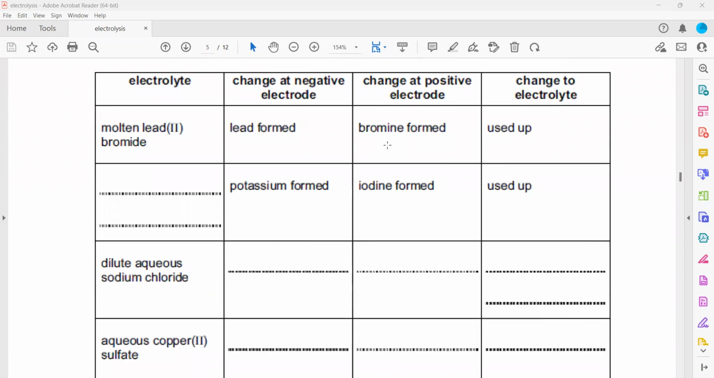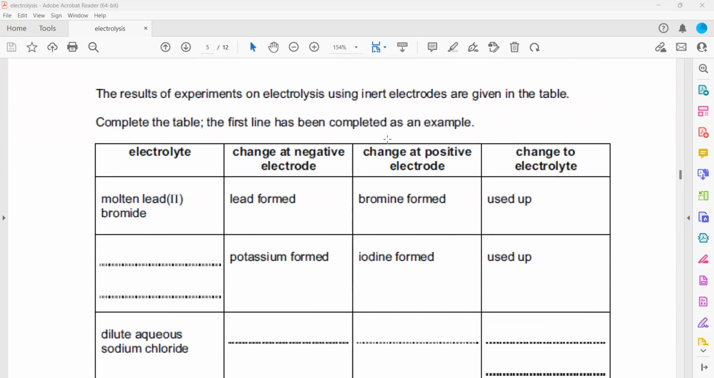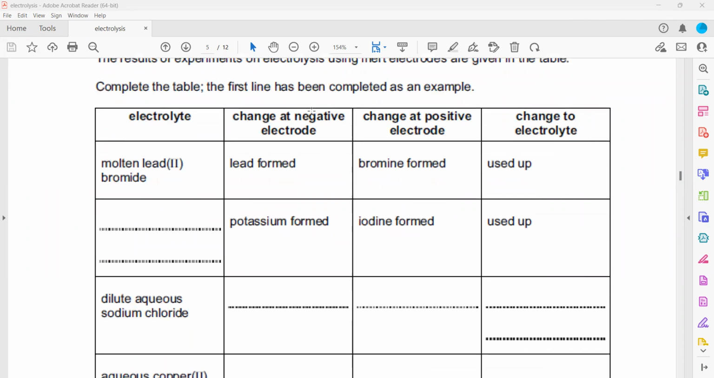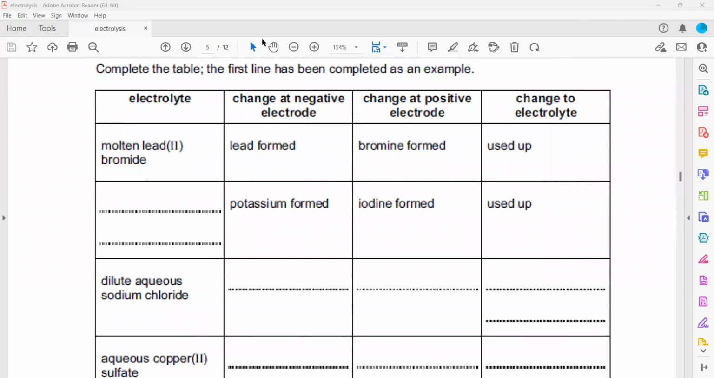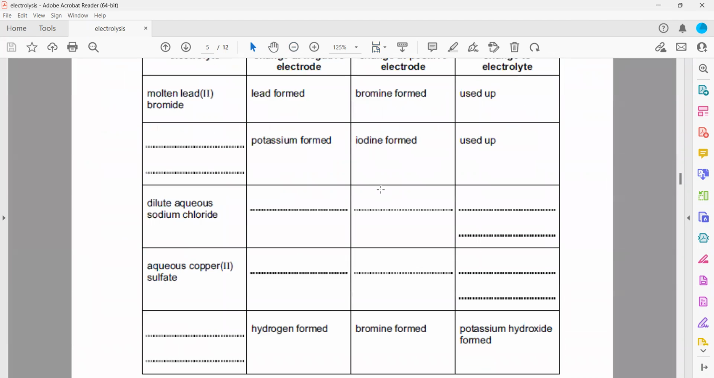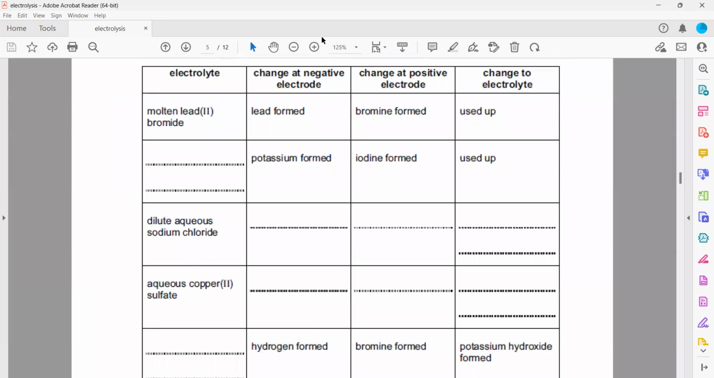Next question. The results of an experiment on electrolysis using inert electrodes are given in the table. Complete the table. The first line has been completed as an example, and you have to complete the remaining. First, if you have molten lead(II) bromide, what are the ions present in lead(II) bromide? It will contain lead ion, because lead is Roman 2, so lead is 2 plus, and bromide means bromine is group 7, so 1 minus.